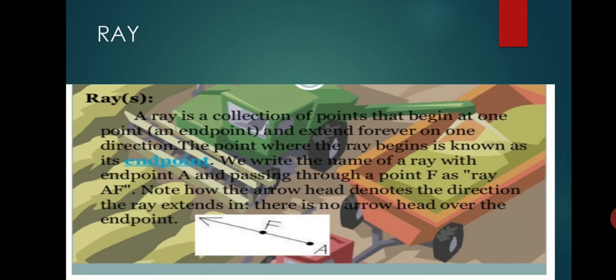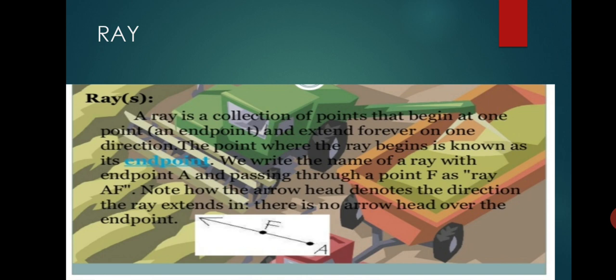Ray. A ray is the combination of line and line segment. A line has no endpoints. A line segment has two endpoints. Now, what is a ray? A ray is the collection of points that begins at one point, which is the endpoint, and extends forever in one direction. It has one endpoint, and from the second side we can extend it forever. That's why I'm saying that a ray is a combination of line and line segment.